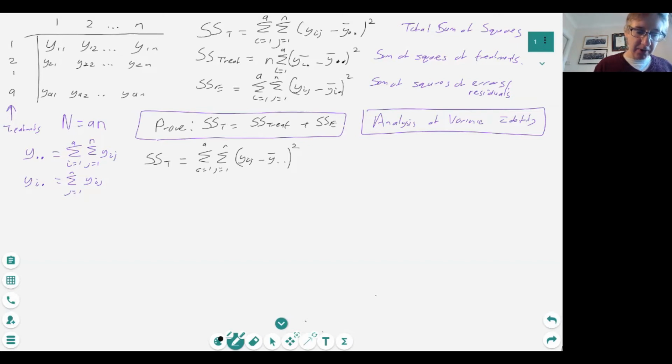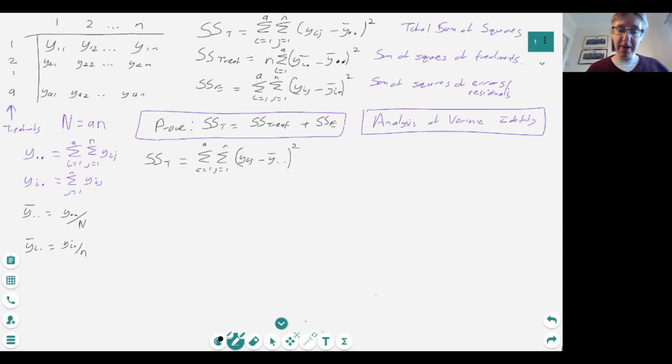What is this y bar dot dot? Well, y bar dot dot is just my total mean. So this is what I worked out earlier here, y dot dot divided by the total number of experiments we did, the total number of runs. And similarly, I could write down that the mean for each treatment is just the total for each treatment divided by the number of runs I do for that treatment. So that will come in handy later.